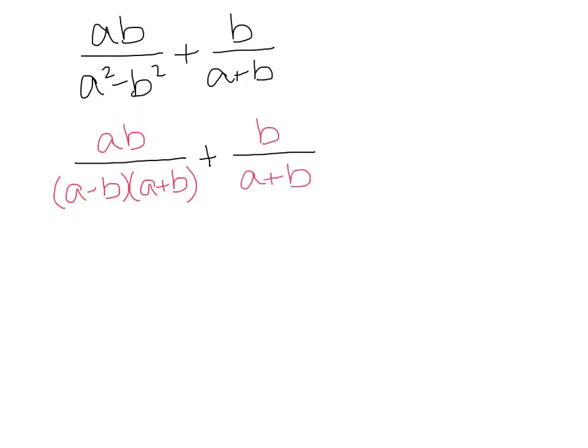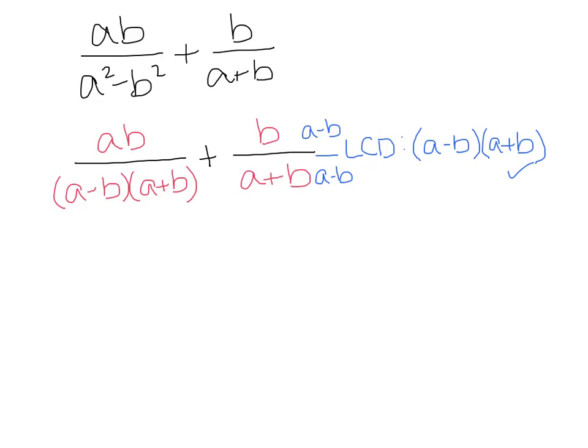Now let's figure out what our least common denominator is. According to the first fraction, it needs to include a minus b and a plus b. According to the second fraction, it needs to at least have a plus b. Done. So I don't need to change too much. I just need to change the second fraction so that the denominator also includes the a minus b, which means I need to multiply it by a minus b over a minus b.